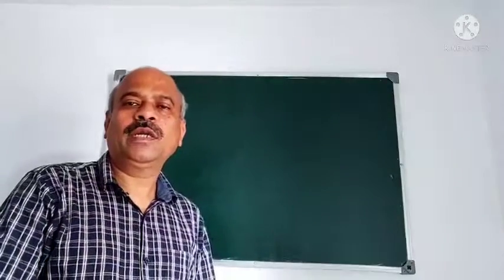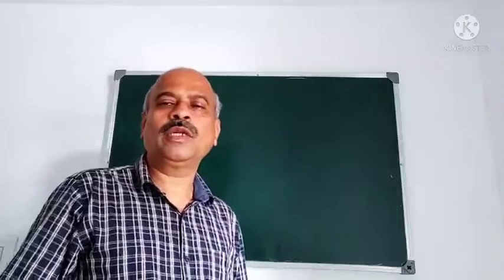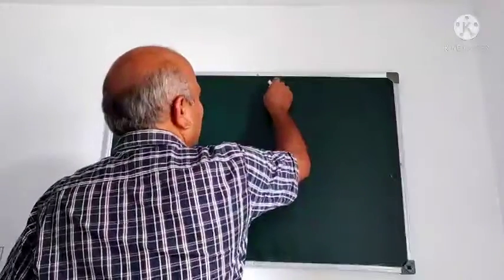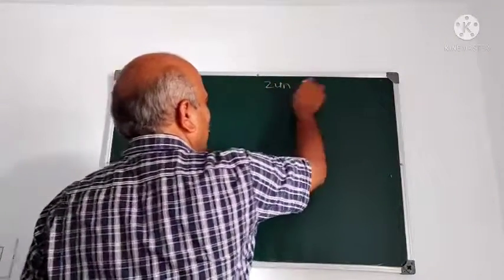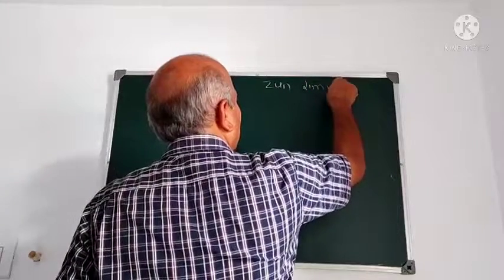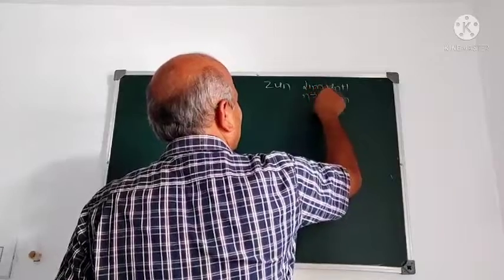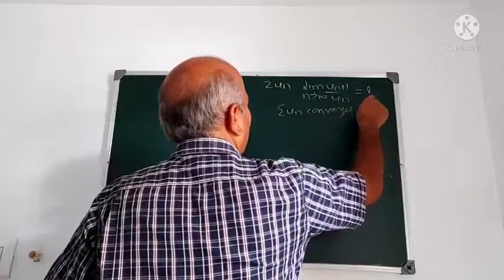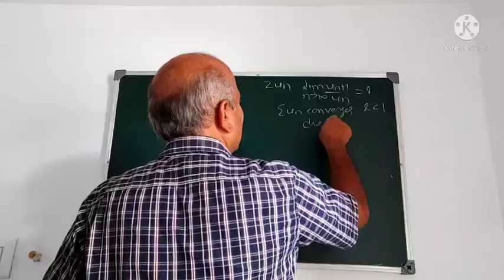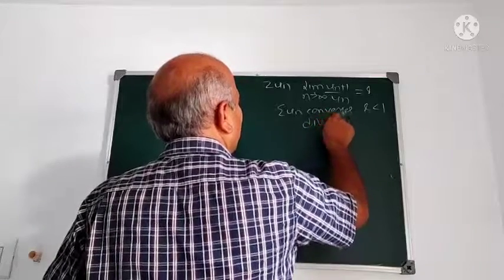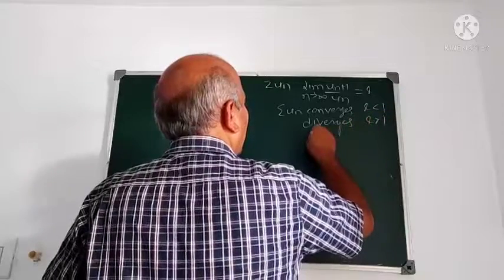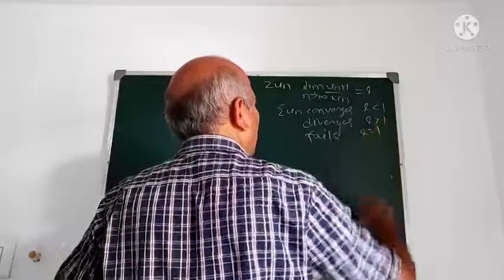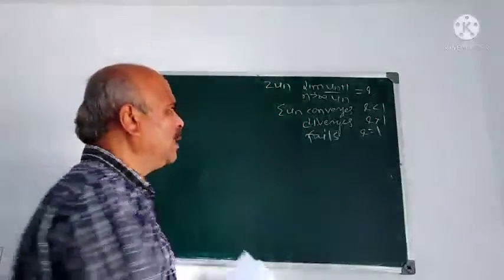So in my last video, I explained D'Alembert's ratio test and also solved problems on it. What does the test say? Suppose sigma un is a positive term series and limit of un plus 1 by un as n tends to infinity is L. Then sigma un converges if L is less than 1, diverges if L is greater than 1, and the test fails when L is equal to 1. We say that the test fails means we cannot draw any conclusion. This is D'Alembert's ratio test.